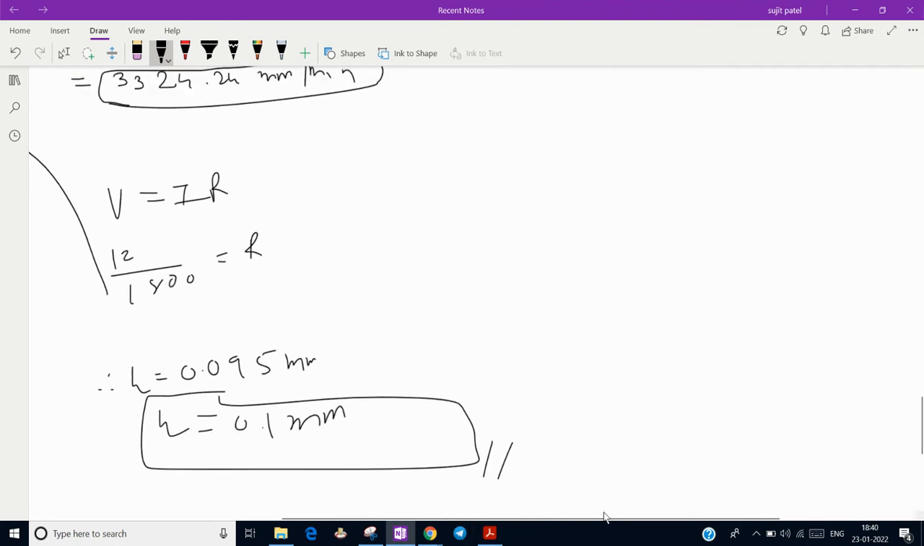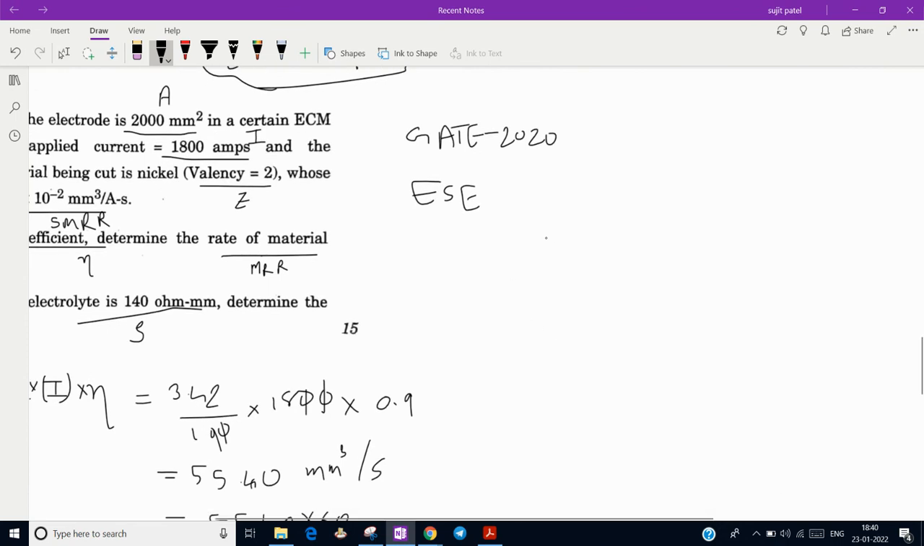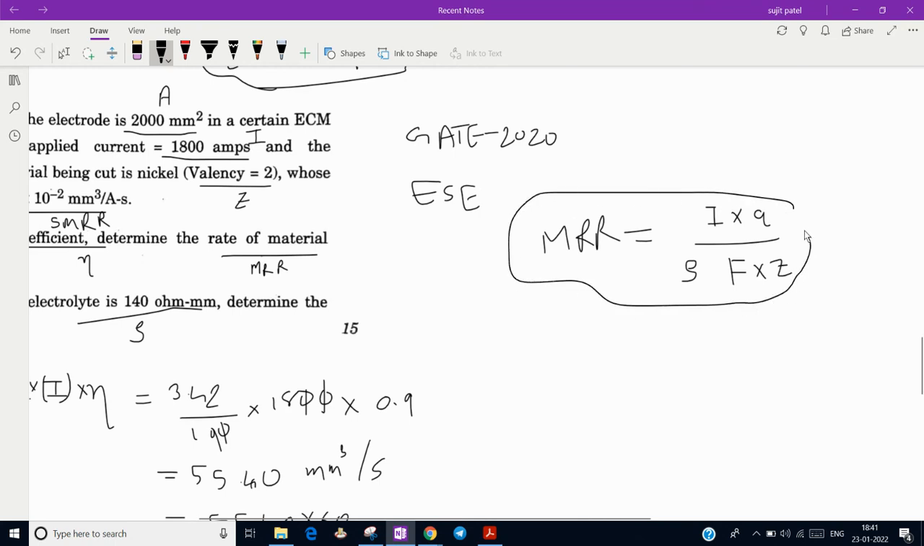The other thing, that is a main thing, is one equation that we can also use based on the question: the material removal rate, MRR, that is I into atomic weight small a divided by rho, density of material, multiplied by Faraday's constant and multiplied by number of valencies. So this equation can also be useful, but for that the data should be given in such a manner. So this is the another equation that is useful, and the question asked in the GATE examination was based on this equation.